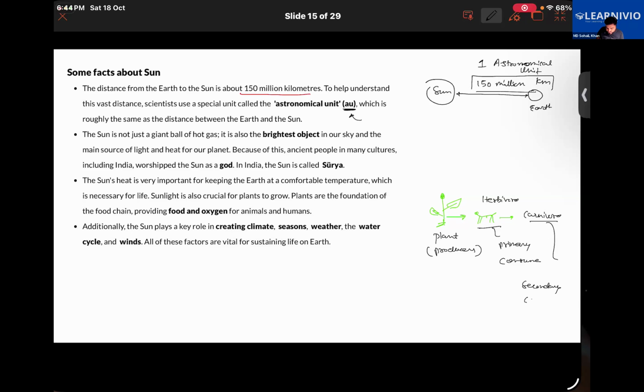Getting it? They are the secondary consumer, and so on. This food chain continues. So plants are at the very starting of this. Without plant, the herbivore can't survive. If there isn't herbivore, what will the carnivore eat? If there isn't a carnivore and a herbivore, what will the omnivores eat?